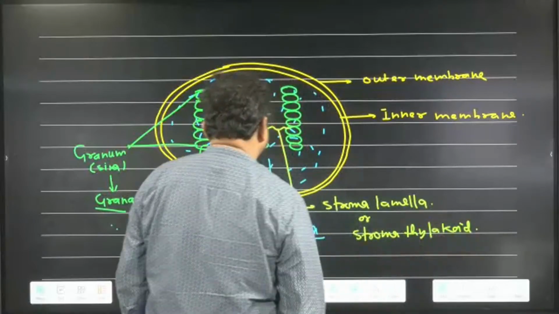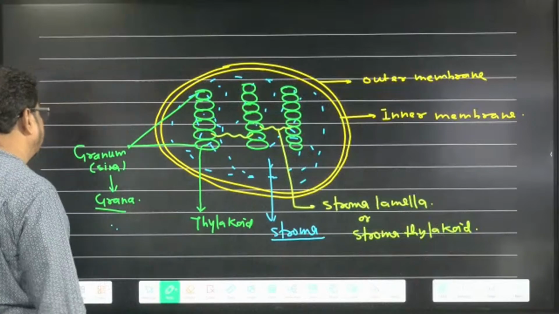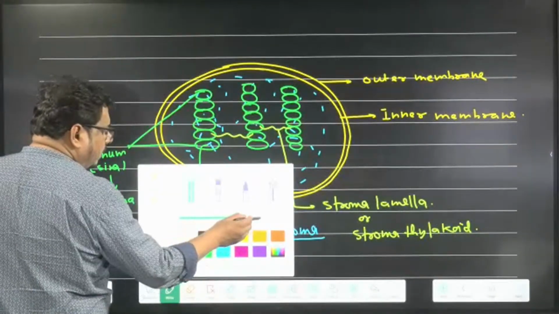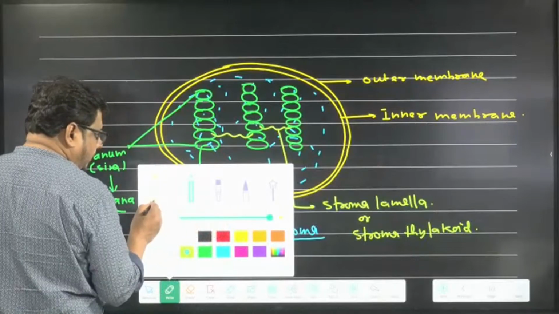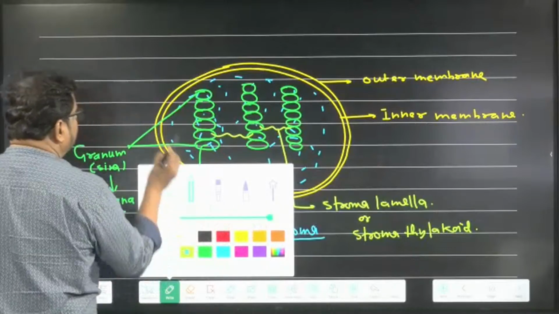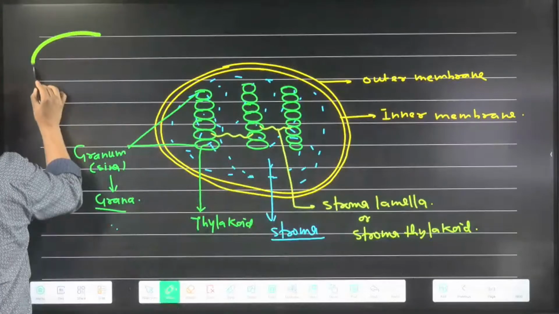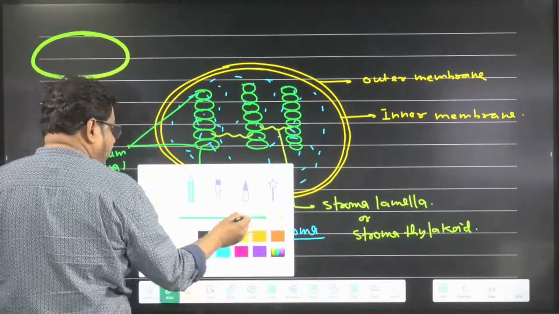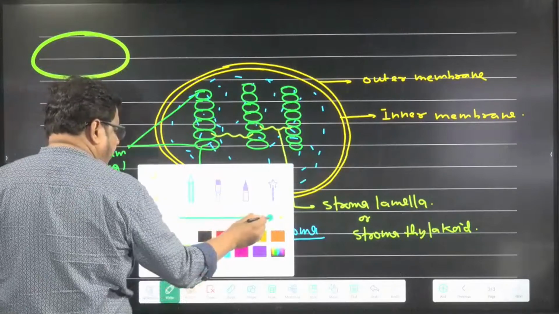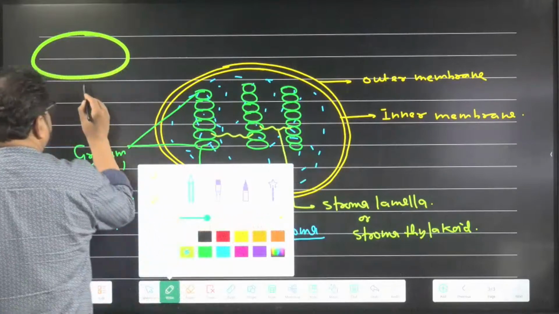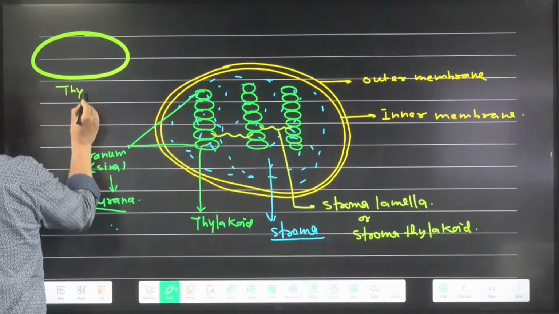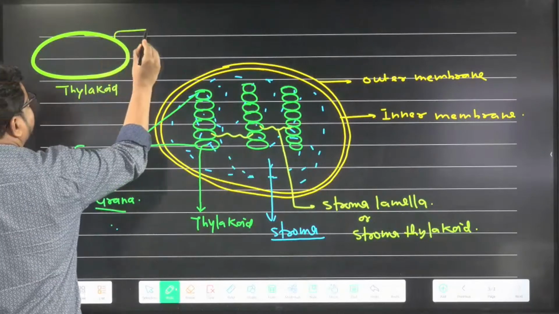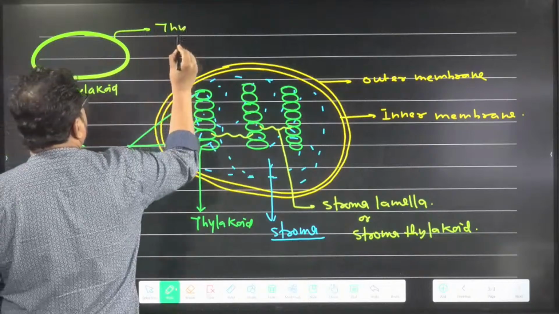It is also called stroma thylakoid. Are you getting the idea or not? So if you talk about a single thylakoid, I am giving you an idea, just have a look. If you look at a single thylakoid, it looks like this. This is the structure of a thylakoid I have drawn here. So it is a thylakoid. If you look at the thylakoid, it is called thylakoid membrane.